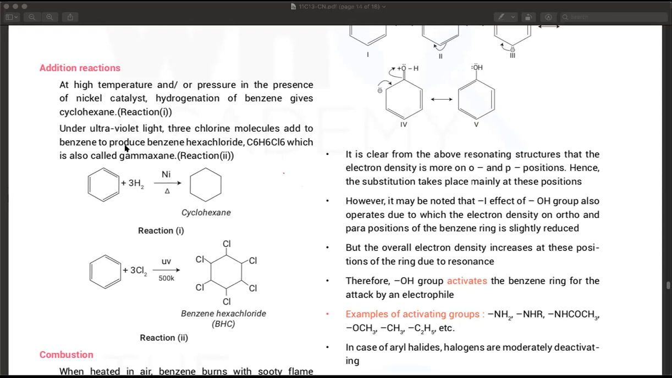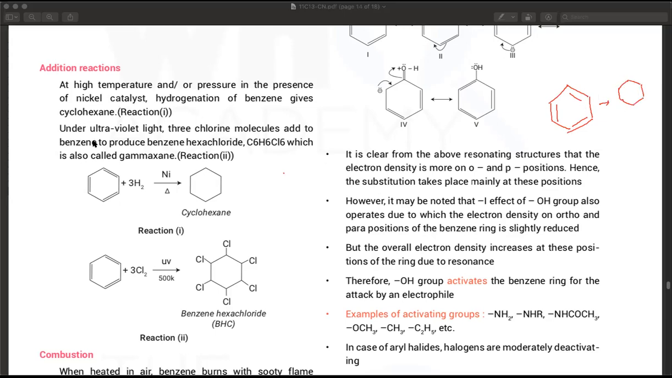So first one, obviously hydrogenation reaction. At a high temperature or pressure in the presence of nickel catalyst, benzene will undergo hydrogenation. So what happens during hydrogenation reaction? Hydrogen is added across double bonds. Yes. So if you add hydrogen across double bonds of benzene, what will you end up getting? Cyclohexane, yes. So you'll just have all single bonds with extra hydrogens here, the cyclohexane.